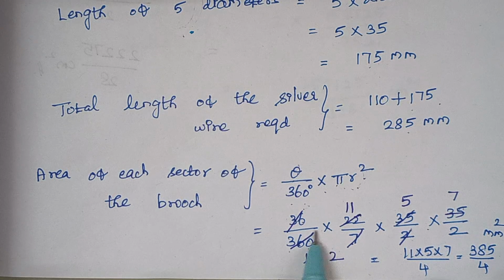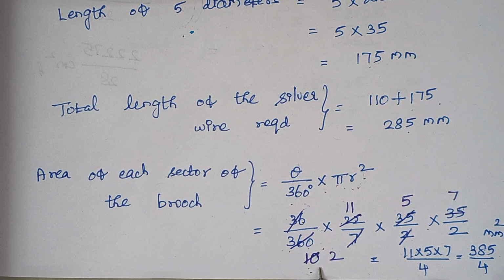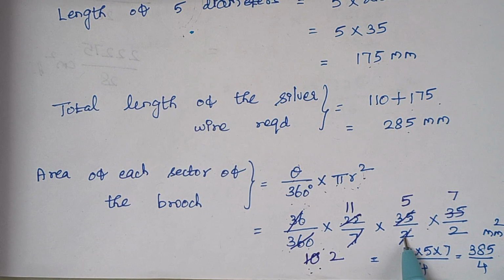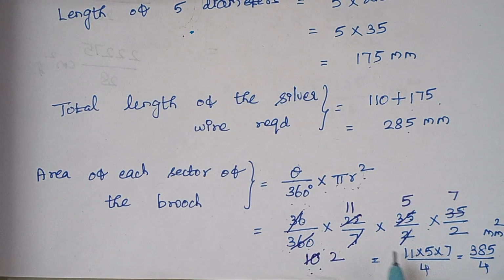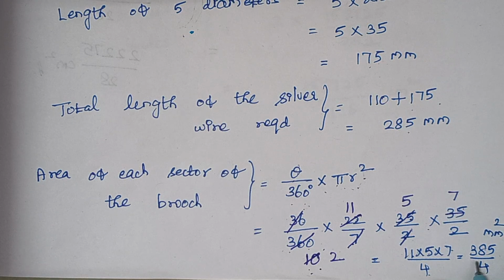You see 36 and 360, so 10 times. Again I have cancelled this 10 and this 22. No, wait, I have cancelled this 7 and this 35, and this 2 and this 22. Anyhow, you just do this cancellation by yourself. So finally I am ending up with 11 into 5 into 7 divided by 4. You see 2 into 2 is 4. So finally I have 385 by 4 millimeter square.